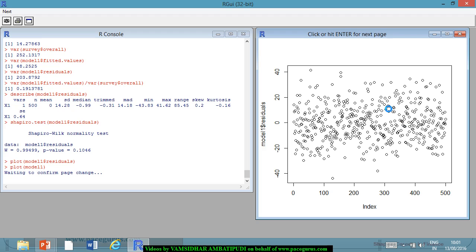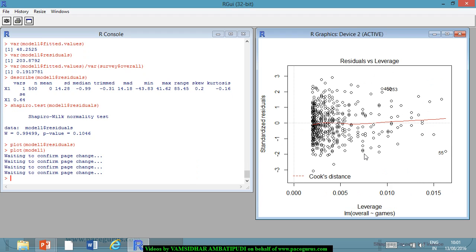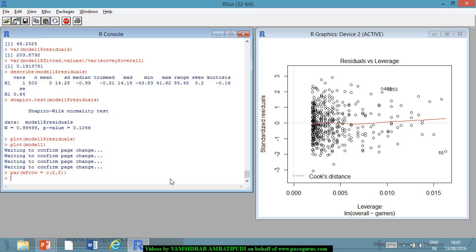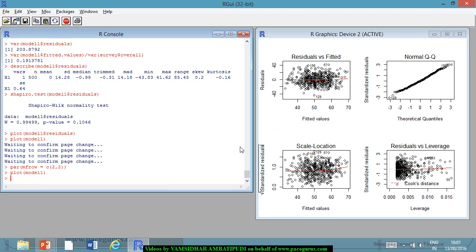It's better that we take all 4 in one single graph, because they'll show all 4 plots here, rather than taking them one by one. So let me first get all 4 here. We can use our par function, where we set mfrow equal to c(2,2), which sets up a 2 by 2 page. Once I set that, I'll do a plot of model1.